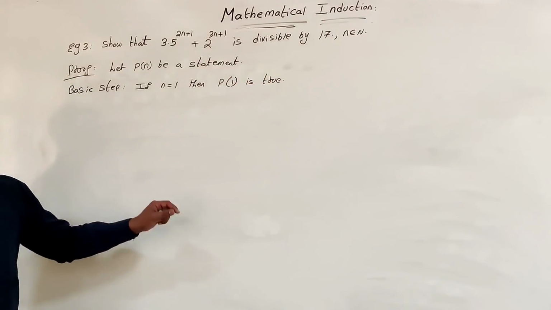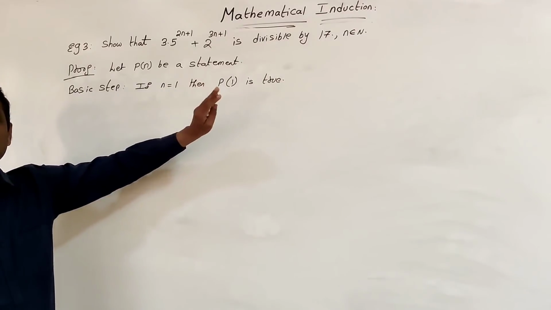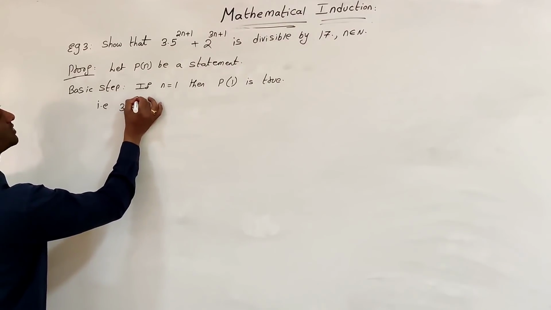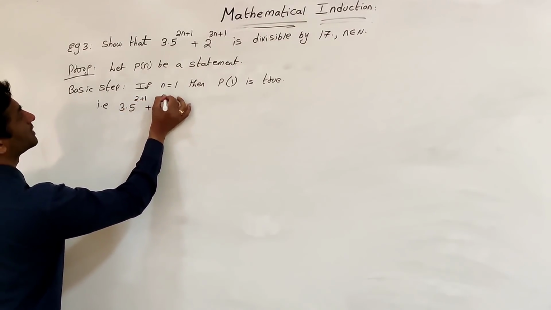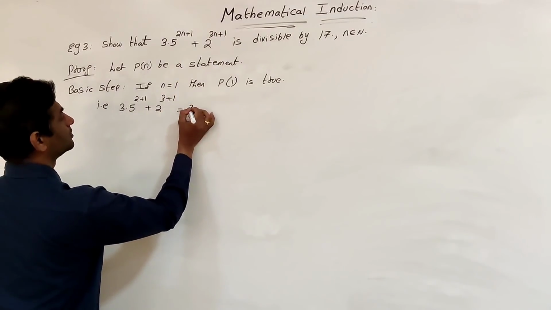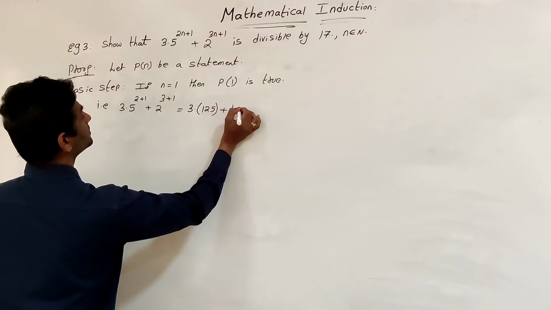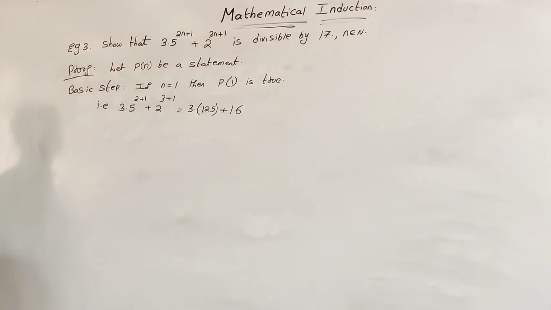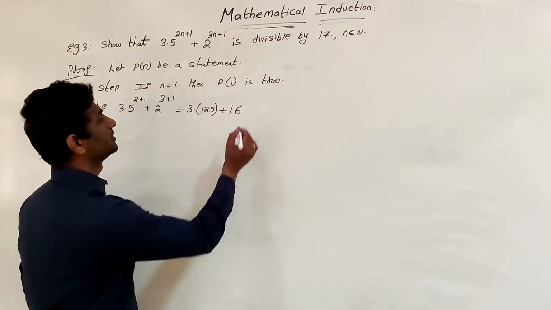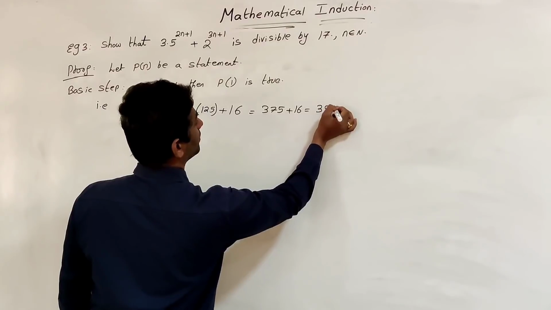P of 1 is the statement. Means if you put n is equal to 1 in this, we will check whether it is divisible by 17 or not. That is 3 into 5 to the power of 2 plus 1 plus 2 to the power of 3 plus 1. Because n is equal to 1, 3 into 1 gives 3. 3 into 5 cube, it will be 125, plus 2 to the power of 4, it is 16. 3 times 125 is 375 plus 16, which gives 391.